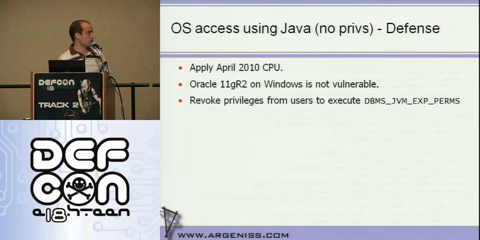So to defend from this attack, the one that doesn't use any privileges, we should apply the April 2010 CPU that fixes the Java vulnerabilities that allow granting the Java permissions, even if we don't have the Java admin role granted. Or we could revoke the privileges from this DBMS JVM permissions package that is the one that is used to grant the Java privileges.